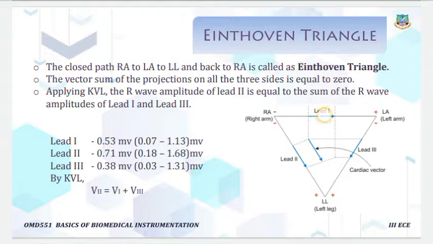Here there is lead 1, lead 2 and lead 3. The R wave amplitude of lead 2 is equal to the sum of the others, which are in the opposite direction. When we apply Kirchhoff's voltage law, the voltage in lead 2 is equal to the voltage in lead 1 plus the voltage in lead 3. This is Einthoven's triangle, that is V2 equals V1 plus V3. These are the normalized values of lead 1, lead 2 and lead 3 in the Einthoven's triangle.